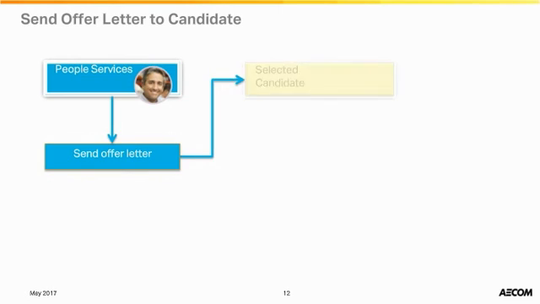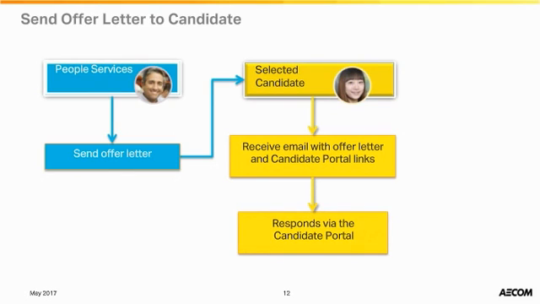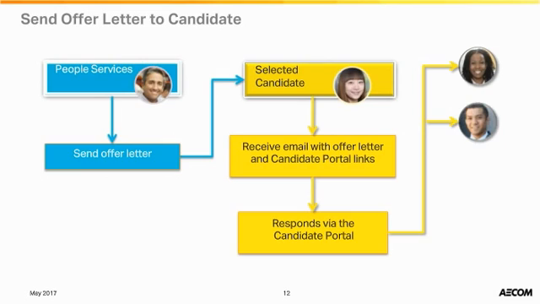After the draft offer letter has been reviewed and approved, People Services sends the offer letter via email to the external candidate. The email will also have a link to the candidate portal, which provides various links to information on AECOM and benefits offered. The external candidate reviews the information and responds via the candidate portal. The hiring manager, the talent acquisition consultant, the talent acquisition manager and People Services, as well as the office administrator or office liaison, will get an email notification of the candidate's decision.